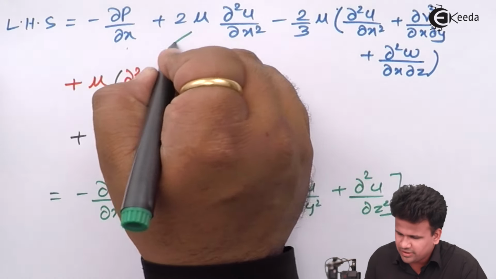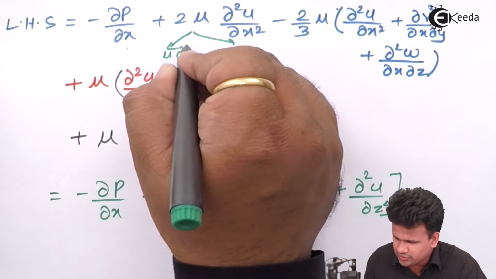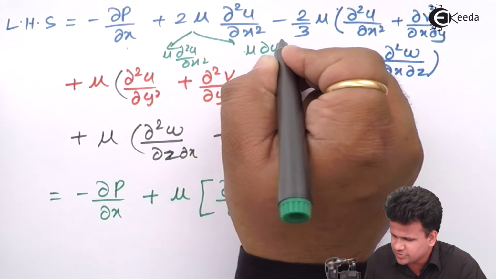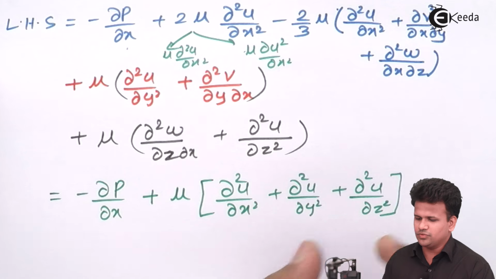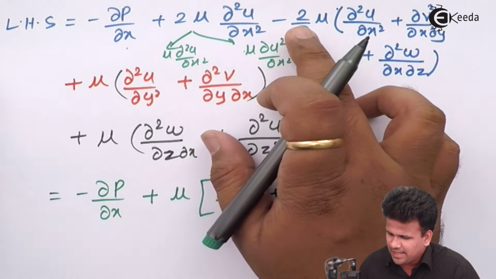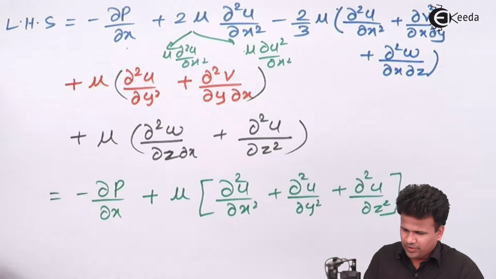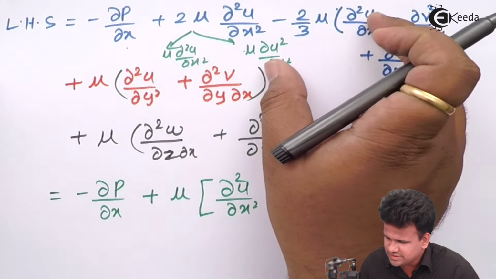This we can split into two parts. So first part will be μ into ∂²u/∂x². This second part will be μ into ∂²u/∂x². So one of these parts we have considered over here. Let us go over to the next part over here. Now this is the next part, minus 2/3 of this. So what we'll get over here, this will be 1/3 of this entire part.